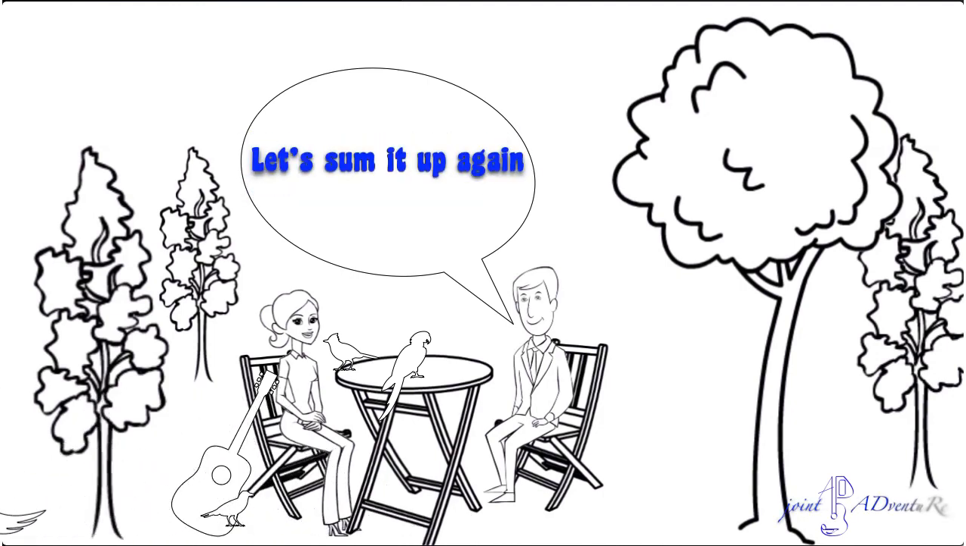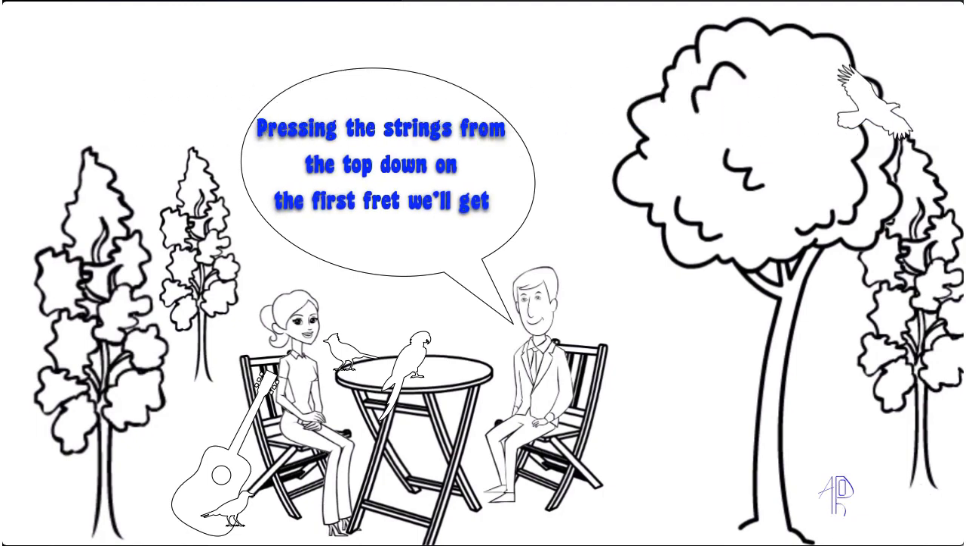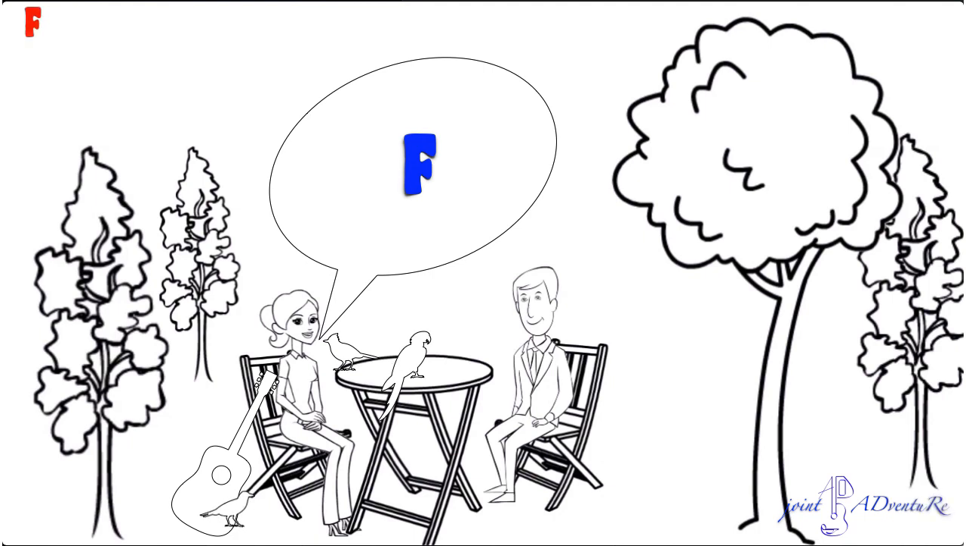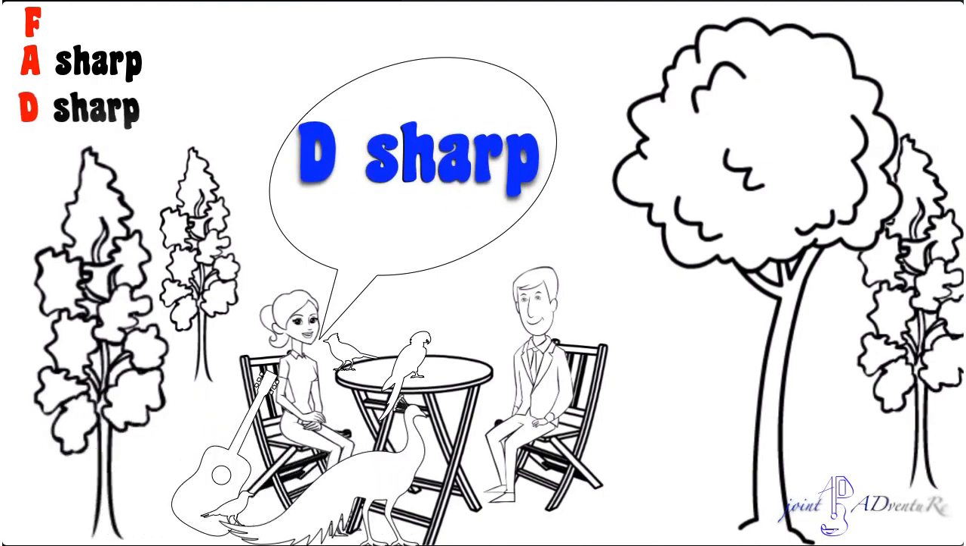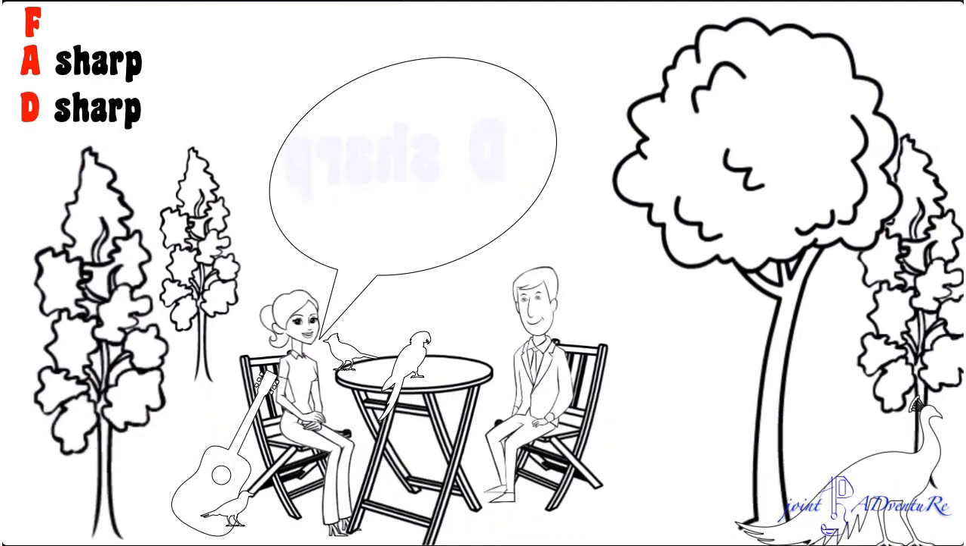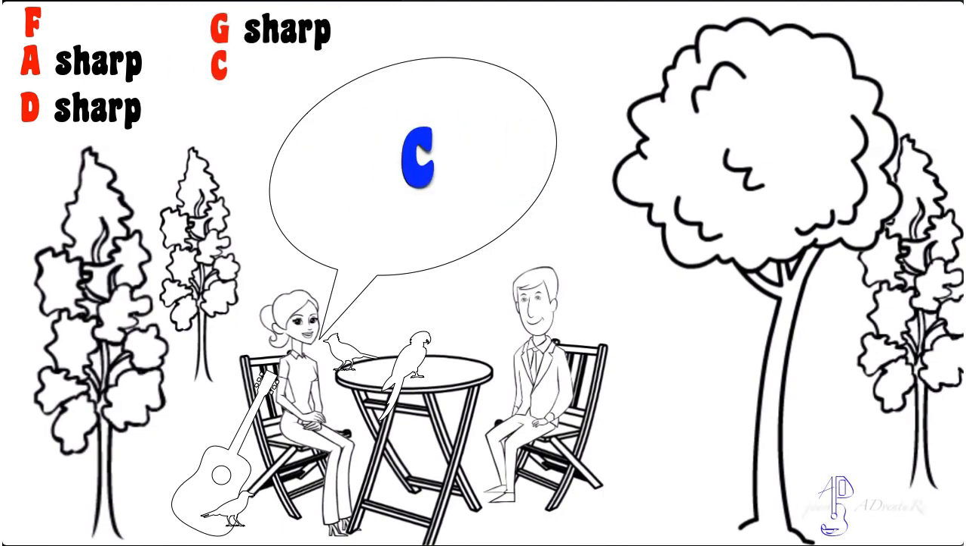Let's sum it up. Pressing the strings from the top down on the 1st fret, we'll get F, A sharp, D sharp, G sharp, C, and F.